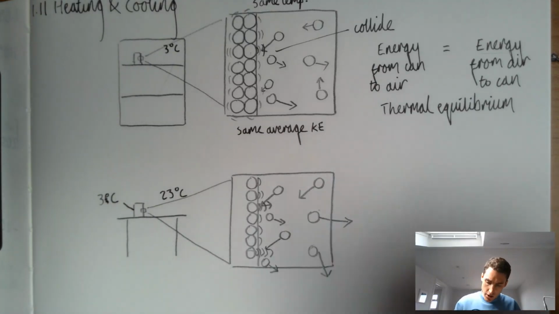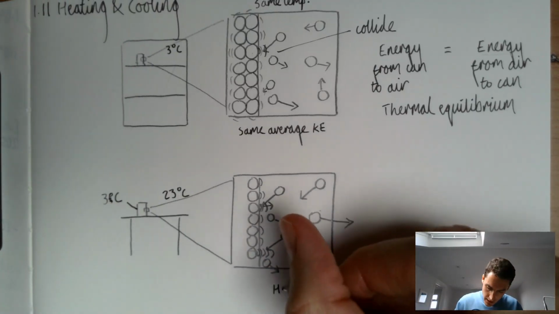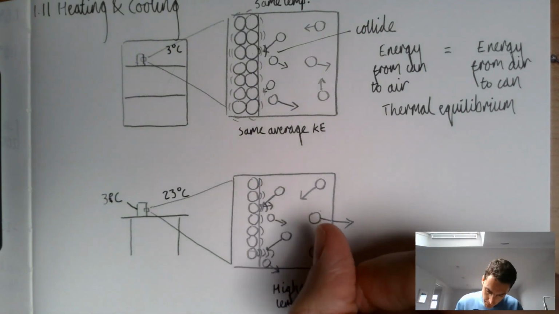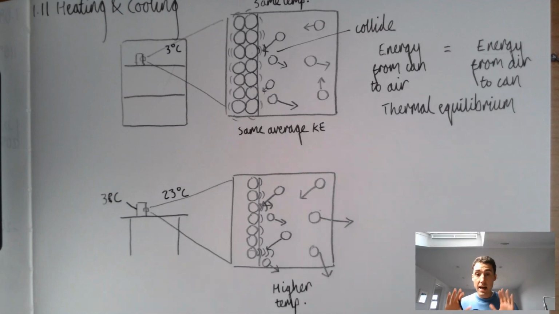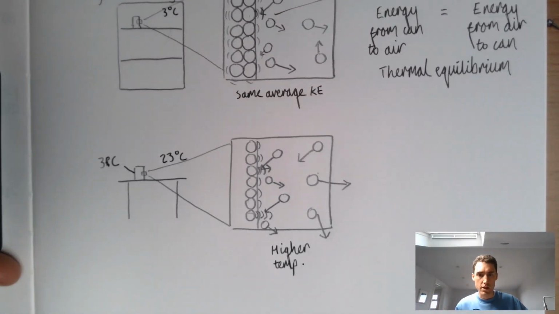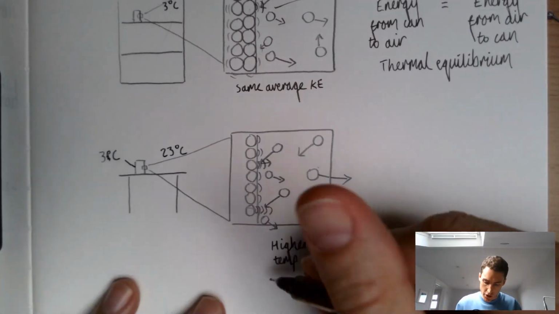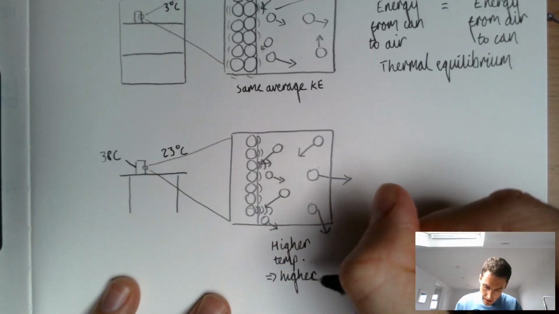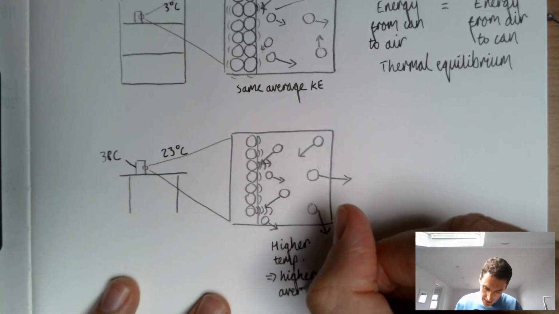So I might note here that the air has a higher temperature. Sorry, I said the particles in the air have a higher temperature. That's a misconception there, isn't it? The air has a higher temperature, which means the particles have a higher average kinetic energy.